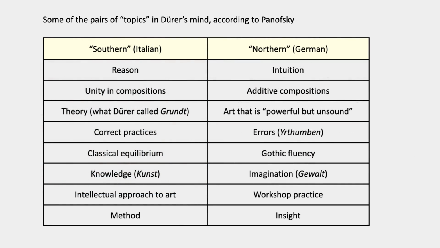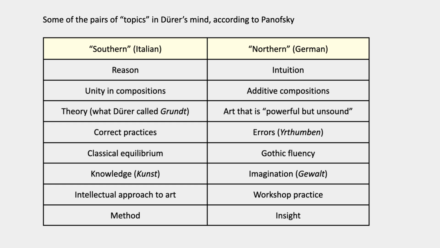So I'll show you on a table some of the pairs of what Panofsky calls topics. These are a little bit like the list of five properties in Wölfflin's book, but they're different terms in this book by Panofsky on Albrecht Dürer. So in this case, it's not classical and Baroque, but it's Southern and Northern, or Italian and German.